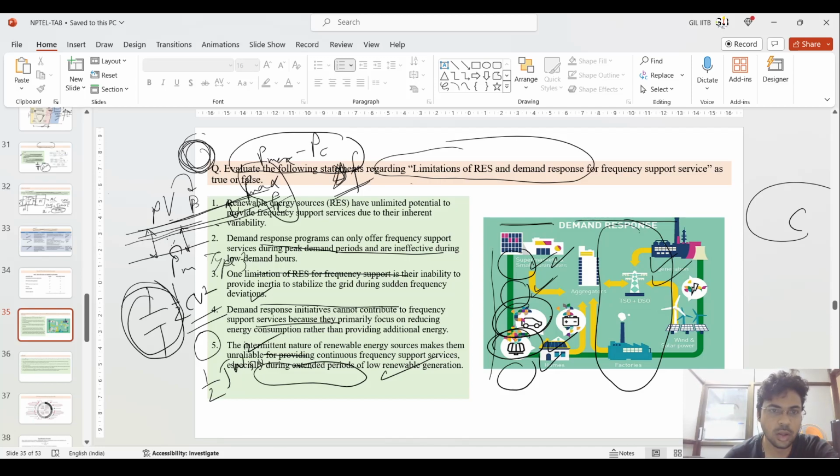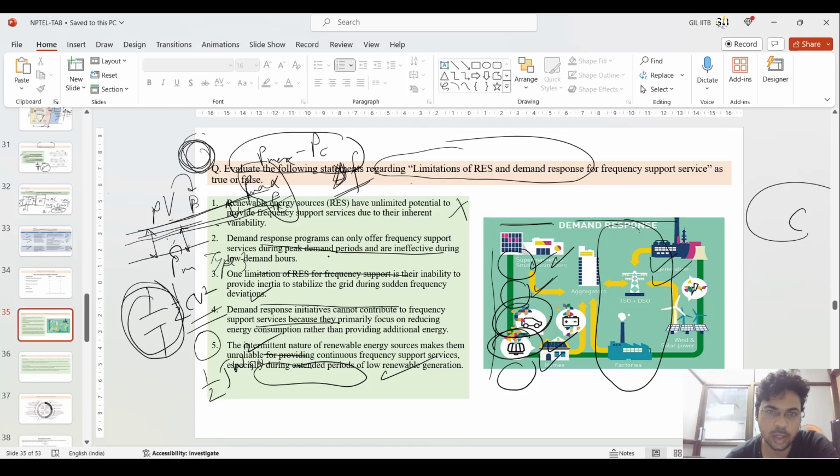This issue is not resolved, so I am just reading the statements, as the time is less. The first statement says that renewable energy sources have unlimited potential to provide frequency support services due to their inherent variability. That is actually false. It has unlimited potential? That is false.